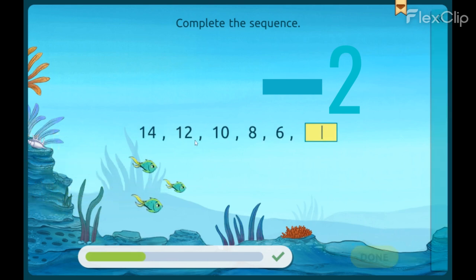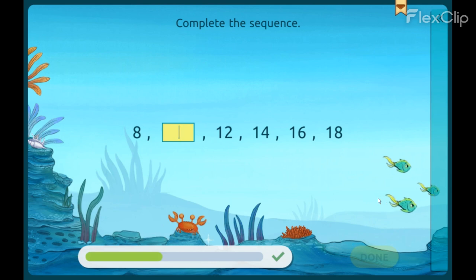Are we seeing the numbers being increased or being decreased? We are seeing them getting smaller, which means we apply the same strategy, subtraction. The easiest one is to take number 10 and subtract 2. Did we get 8? Yes, that's correct. 8 minus 2 is always 6. What if we subtract 2 from 6? 6 minus 2 is 4.